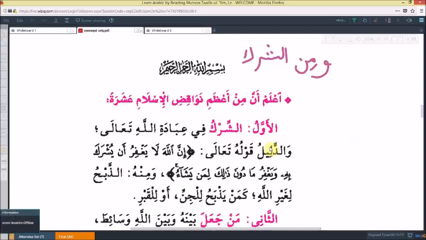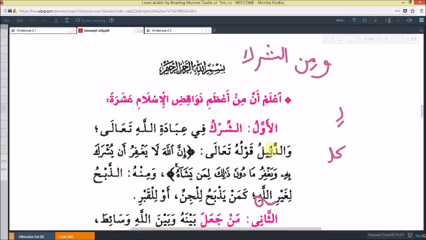Li is for or to. Ghayr is other than. It's like the word kullu. Anytime it appears, the word after it is going to be majroor, the mudaf ilayh. Li ghayrillah. So Allah is lafdul jalal, majroor here, after this. Slaughtering for other than Allah.